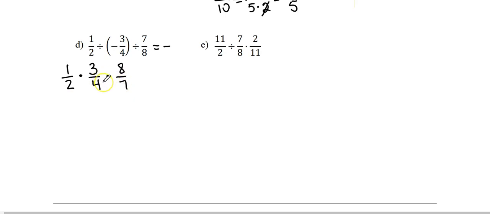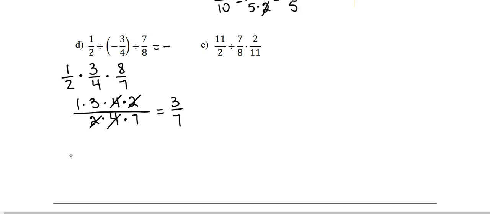I can represent 8 as 4 times 2. So here I have 1 times 3. Now 8 is going to be 4 times 2. And on the bottom I have 2 times 4 times 7. Okay. Now I have a couple of things that I can cancel out. I will cancel out 4's and 2's. And all I have left is the 3 on top and 7 on the bottom. So I have 3 over 7. I come back to my original problem. I see that I already placed my negative sign, so the final answer is negative 3 over 7.